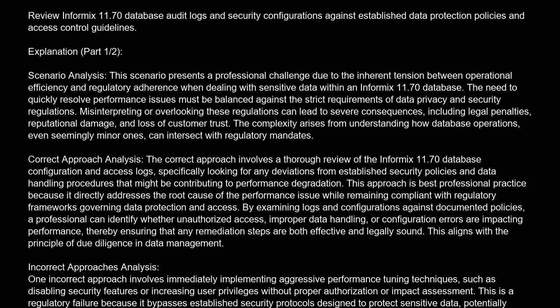By examining logs and configurations against documented policies, a professional can identify whether unauthorized access, improper data handling, or configuration errors are impacting performance, thereby ensuring that any remediation steps are both effective and legally sound. This aligns with the principle of due diligence in data management.